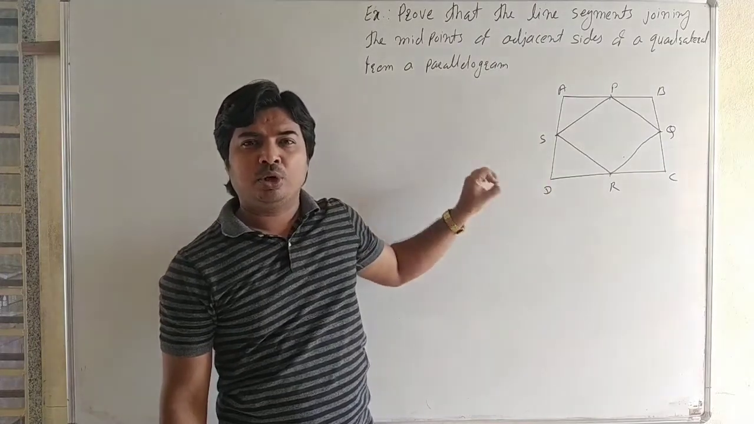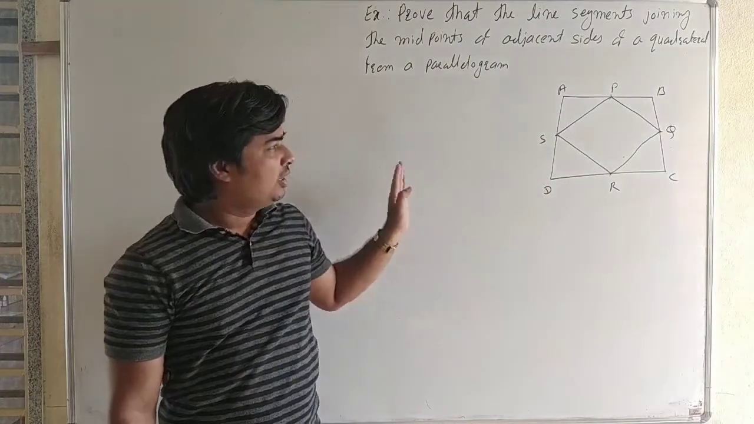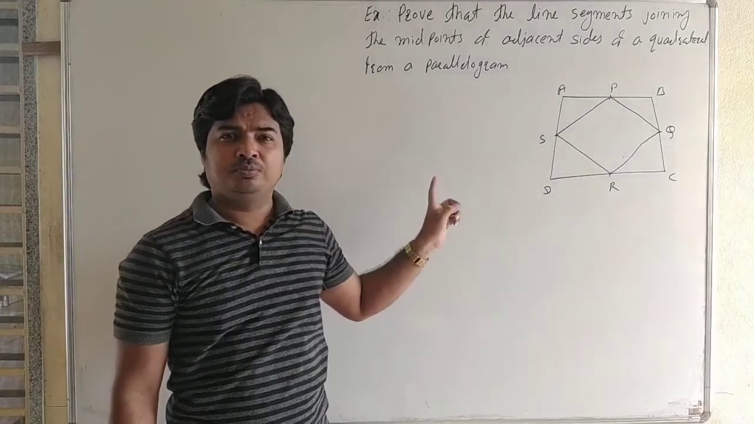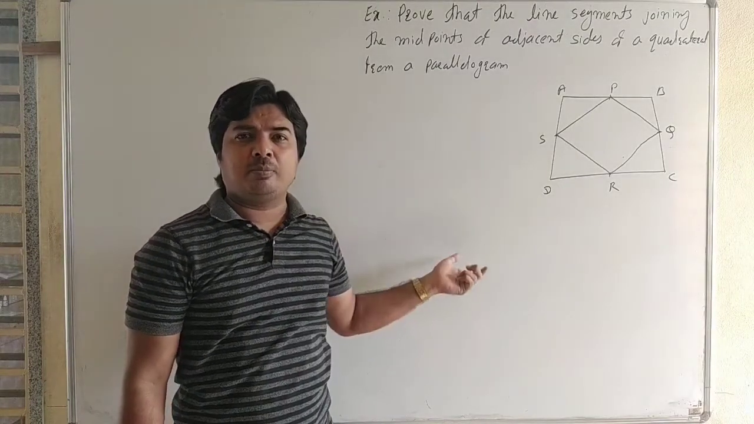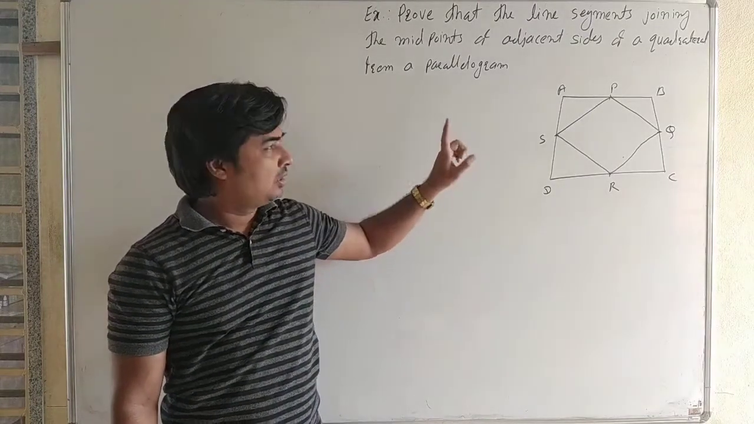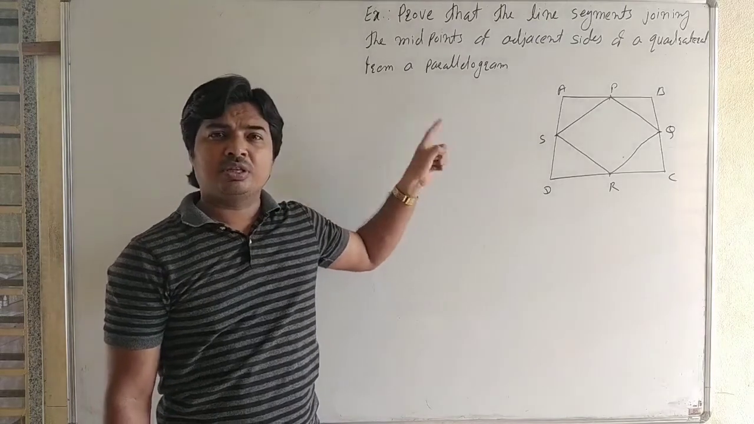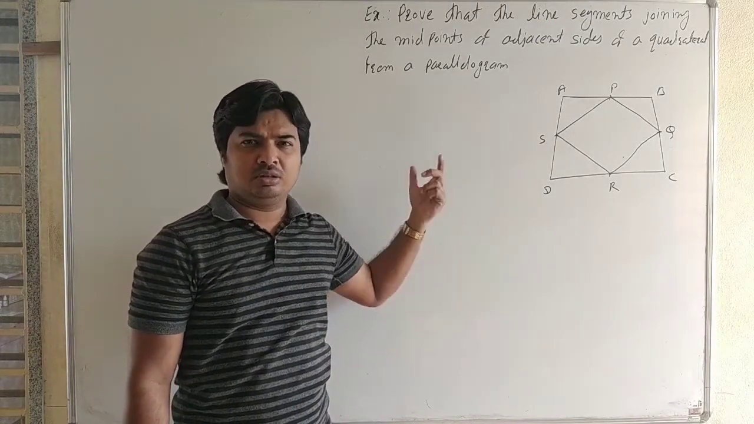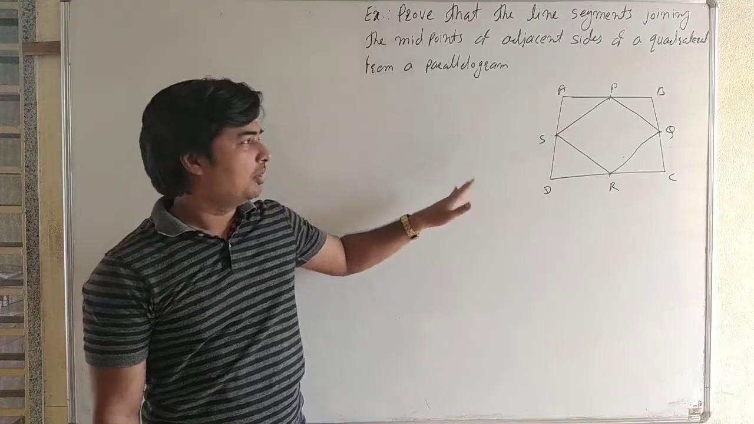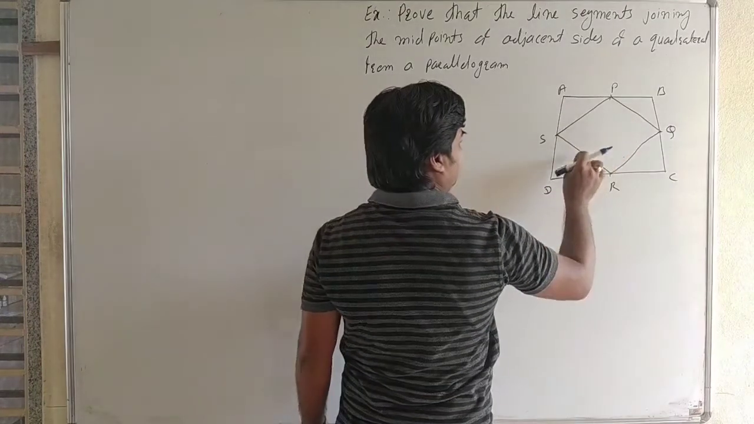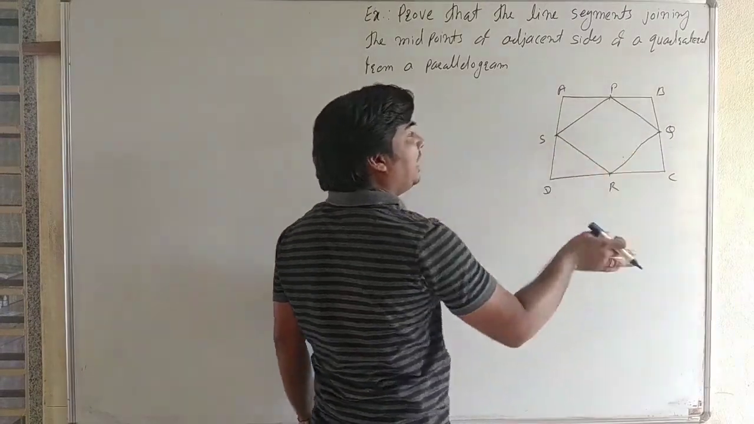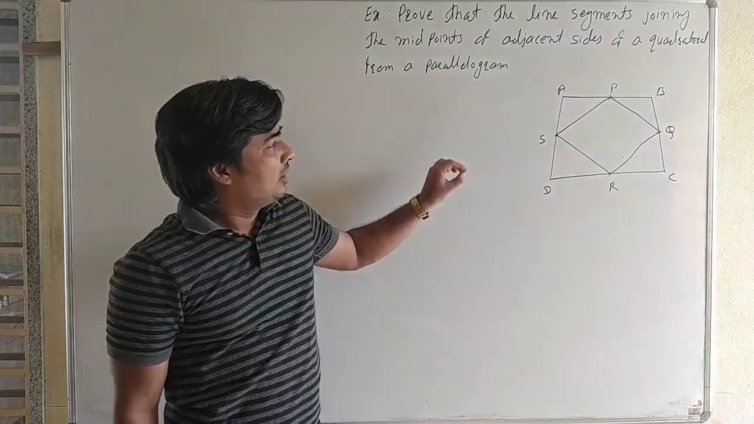Then by the property of parallelogram, any quadrilateral is a parallelogram if the opposite sides are parallel and equal. Another property is that the diagonals bisect each other, but here we use opposite sides are parallel and equal. Okay, it is a parallelogram.